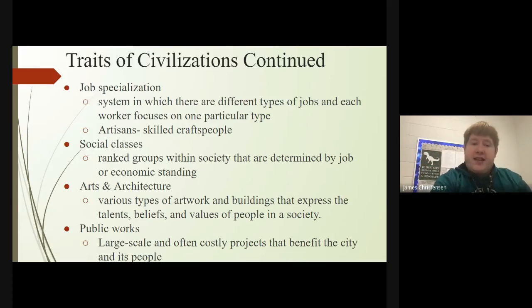We also have social classes. Now, these are ranked groups within society that are determined by job or economic standing. We'll talk a lot more about the effect of social classes on ancient civilizations in the coming weeks. So keep that in mind as we move forward.